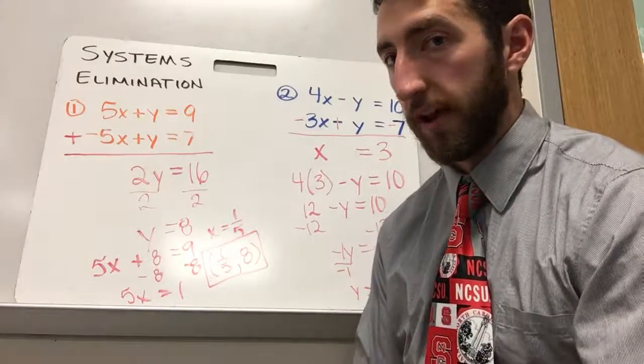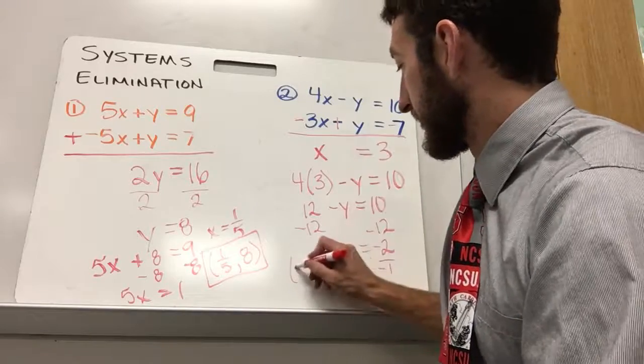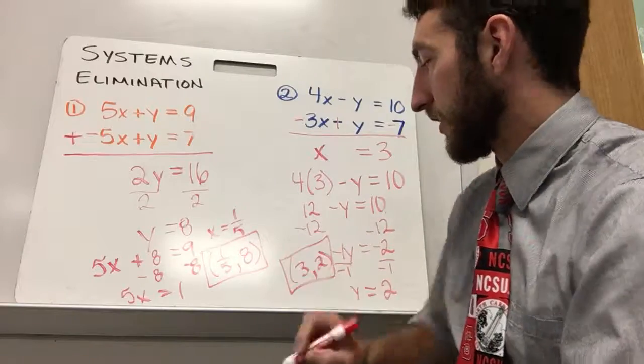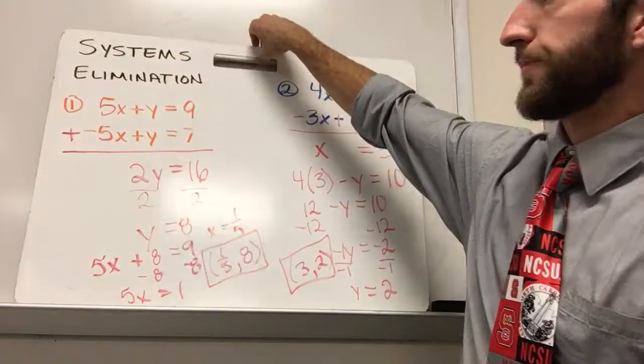And then we want to report our answer as an ordered pair. So I've got my x is 3, and my y is positive 2. So that would be my answer. (3, 2) is my answer for number 2.